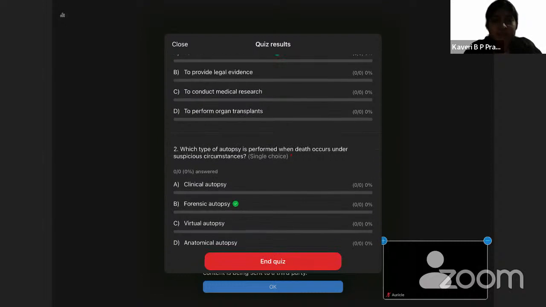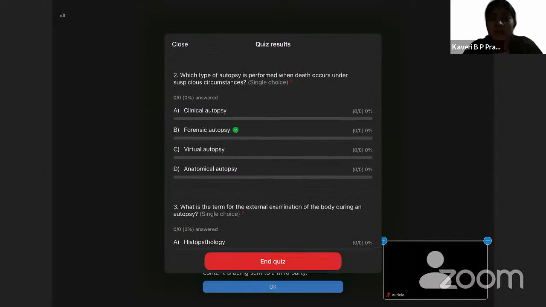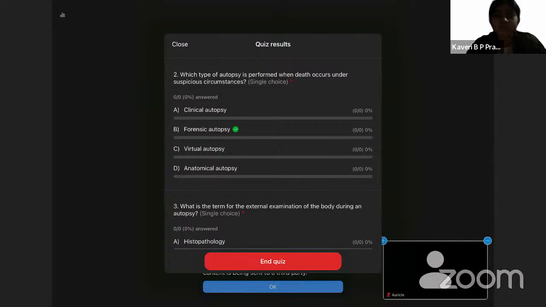Coming to the next question, which type of autopsy is performed when death occurs under suspicious circumstances? So what is it called? Clinical autopsy, forensic autopsy, virtual autopsy, anatomical autopsy. You do a forensic autopsy. What is the other name of forensic autopsy? It is nothing but medico-legal autopsy.